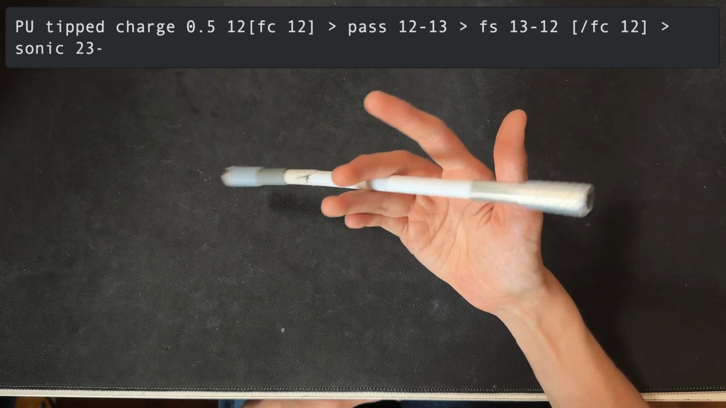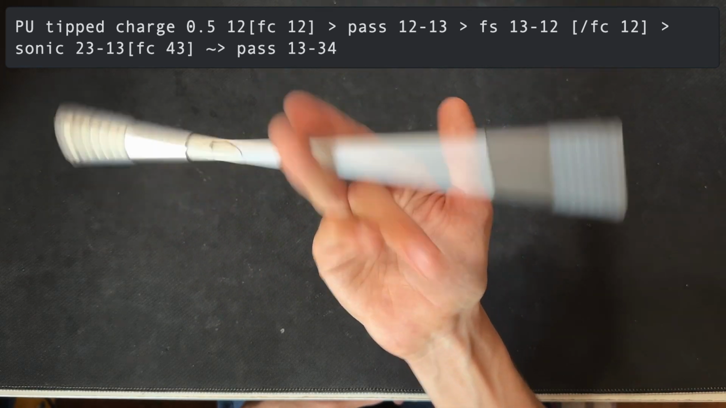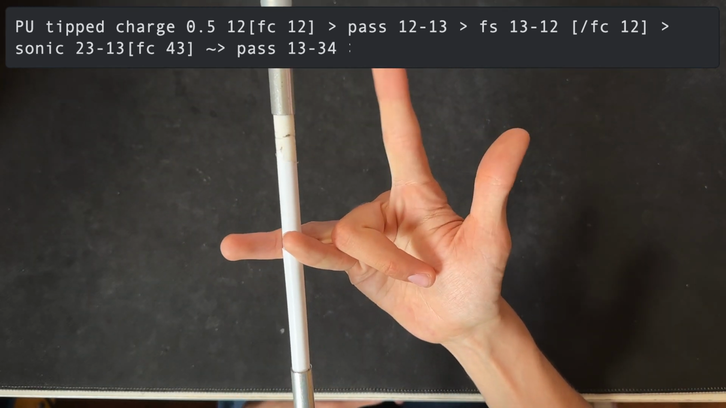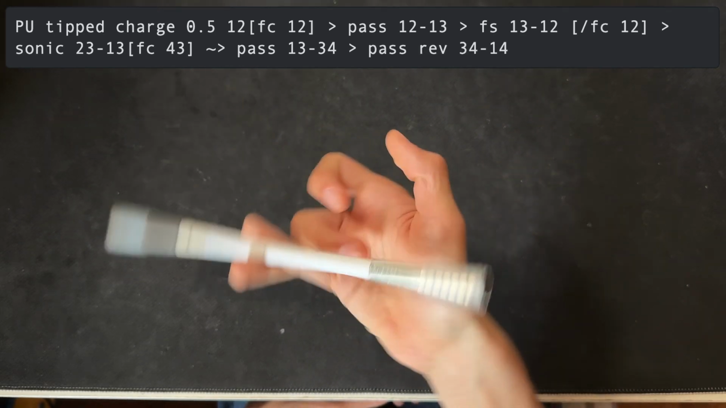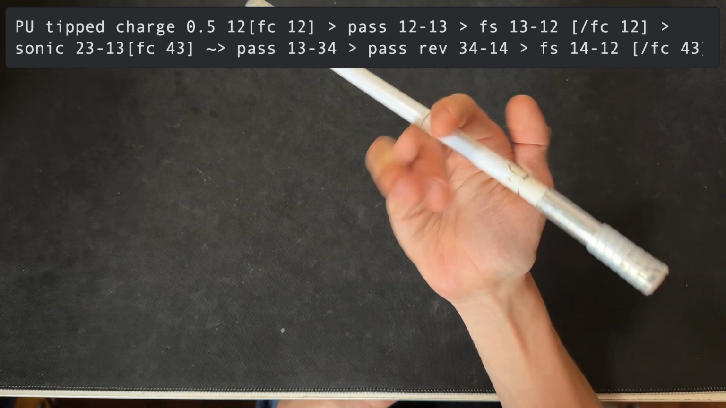Next is a sonic to 1-3 with FC4-3, followed by a pass to 3-4. Followed by a pass reverse to 1-4. Finishing with a finger switch to 1-2 with un-FC4-3.